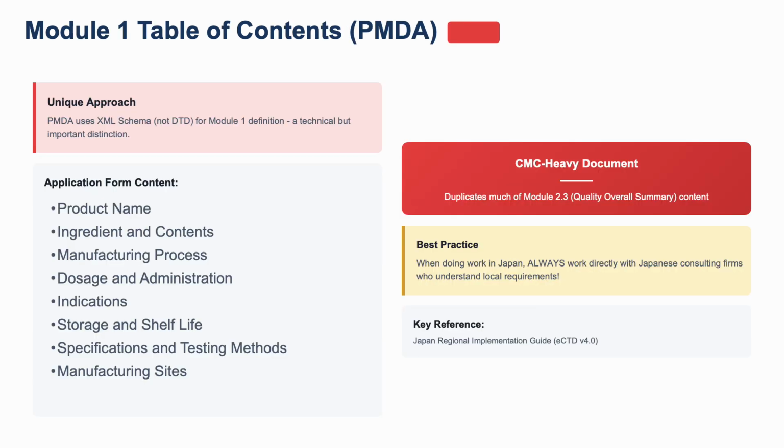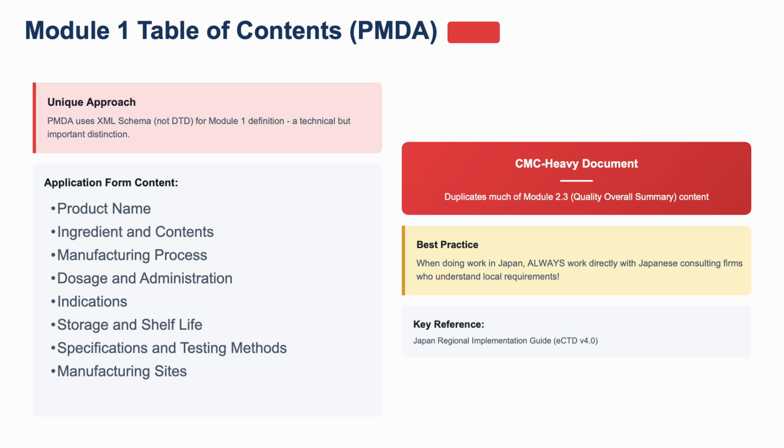Japan's PMDA takes a notably different approach to Module 1. A key technical distinction is that PMDA uses XML schema rather than XML DTD for Module 1 definition, which has implications for how submissions are validated and processed.